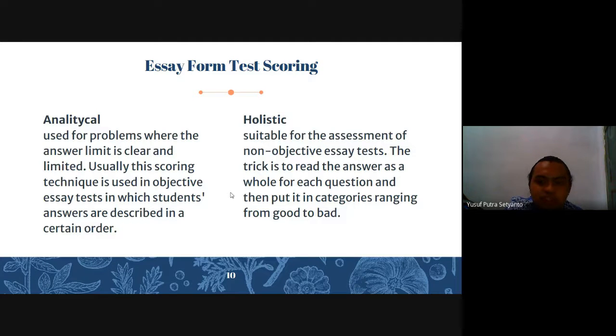So each student answer is included in one category, and then each answer of each category is given a score according to the quality of the answer. The quality of the answer is determined by the assessor openly. For example, there must be a data, or there must be a conclusion, and others.